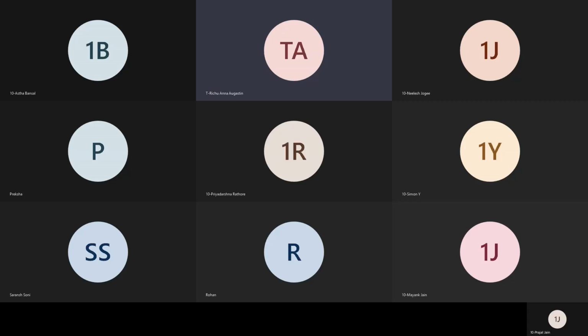Otherwise, if it is absorbing water more and more, what will happen? The cell will burst. So that's why when attaining turgidity, the cell is in a balanced state. Now it will not allow or absorb water molecules from outside. Okay.